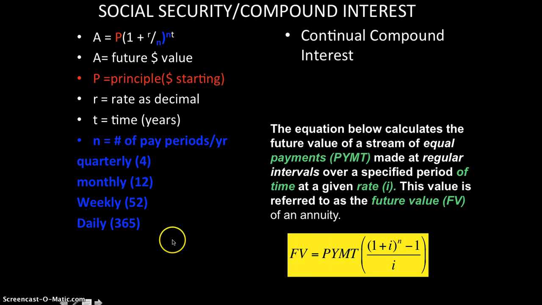Another investment formula is continuous compound interest. And again, we could put future value here, and P could be present value. These are actually financial formulas, so I will be referring to these for the next few minutes.